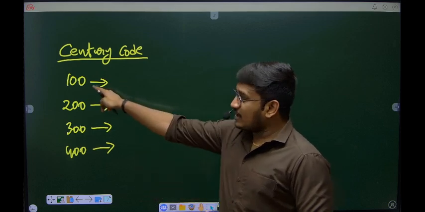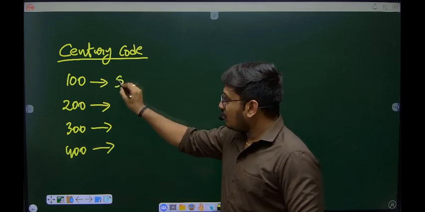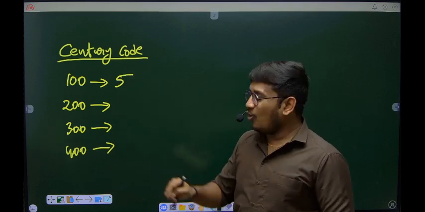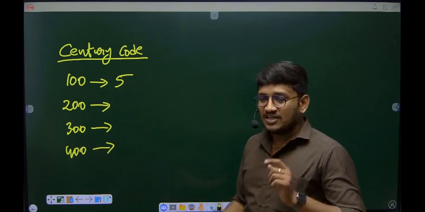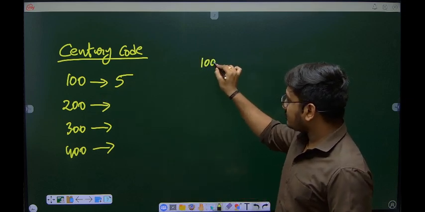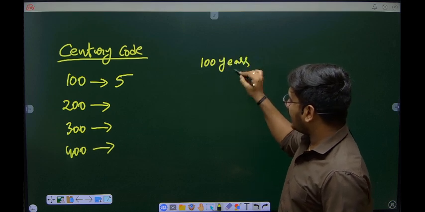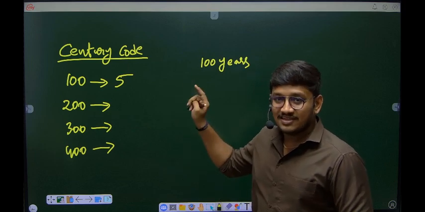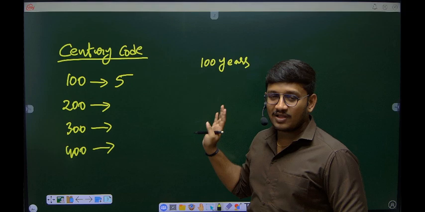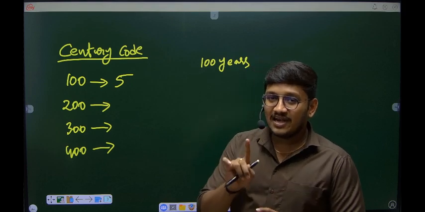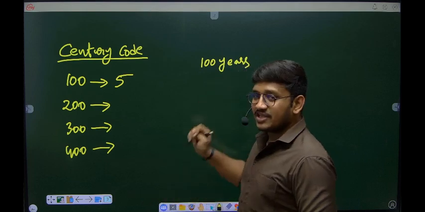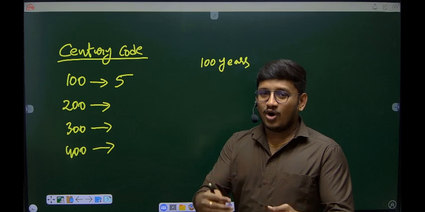For 100 years we have 5 odd days. How is it 5 odd days for 100 years? Let me write it here. Here we have 100 years. Guys, do remember, I'm not talking about the 100th year, I'm talking about 100 years, meaning 1 to 100 years. How many odd days are there in 100 years? Obviously, we all know that.